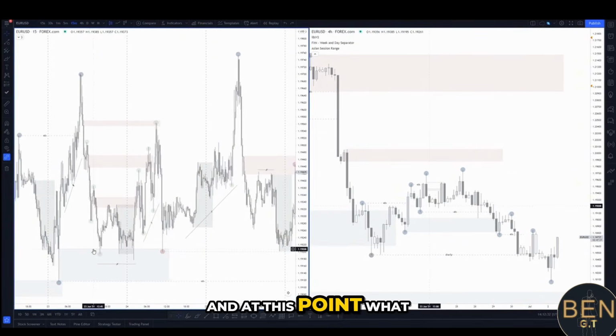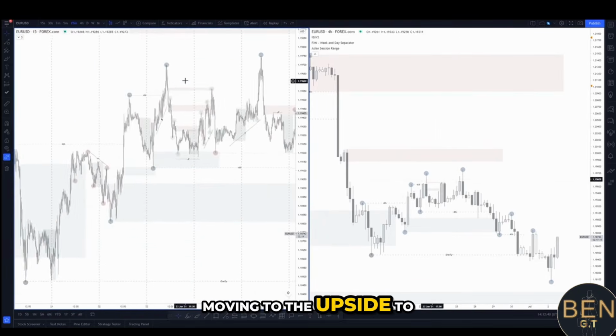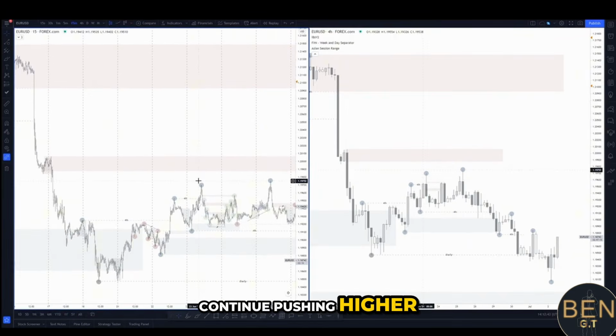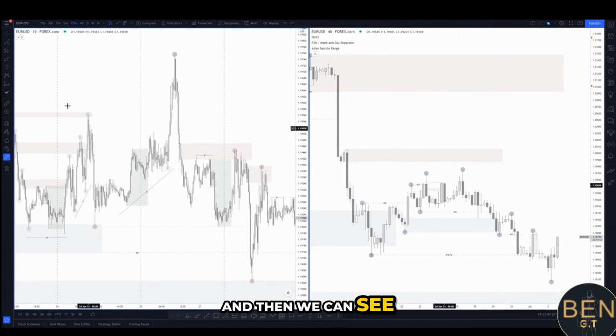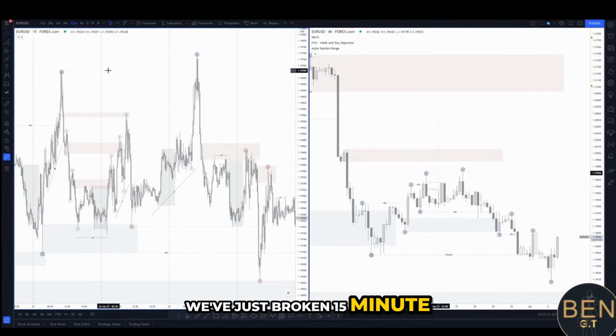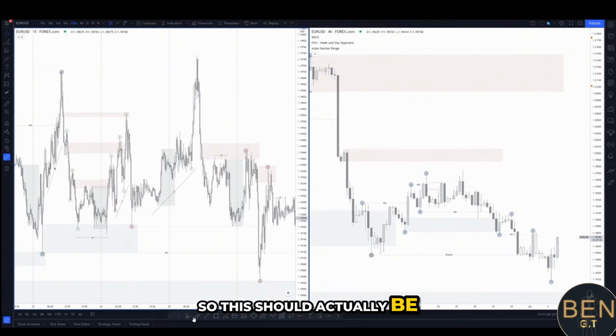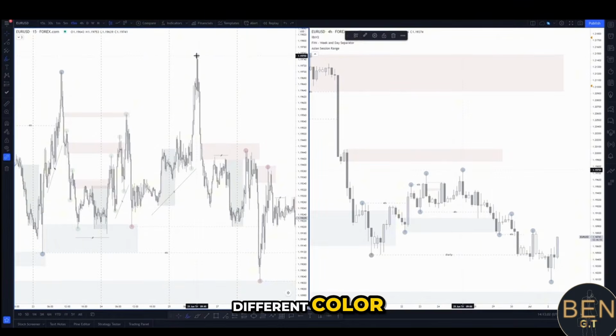And at this point, what we're looking at is still a continuation of the overall bull trend. And what we can see is price then continues moving to the upside to continue pushing higher. And then we can see, again, we're still caught within this overall range. We've just broken 15-minute structure, but we didn't actually break 4-hour structure. So this should actually be a different color. Plop that on. There we go.